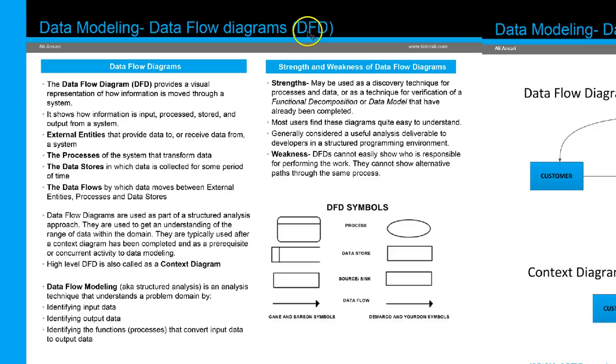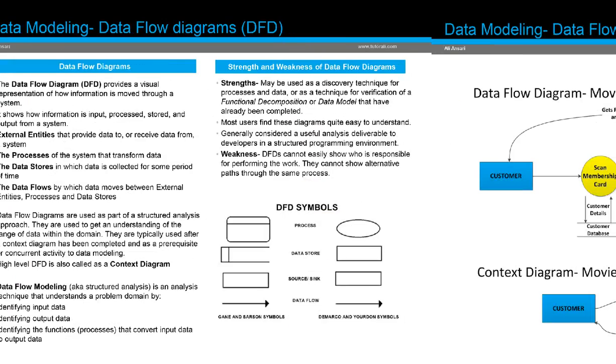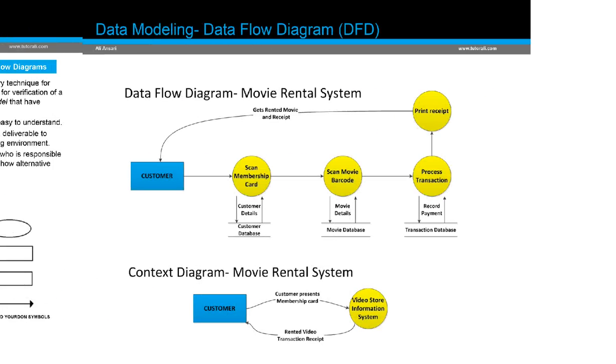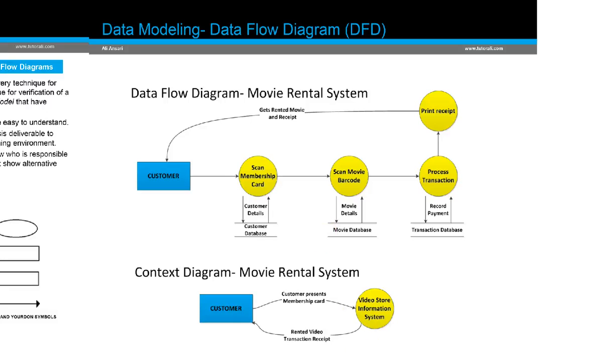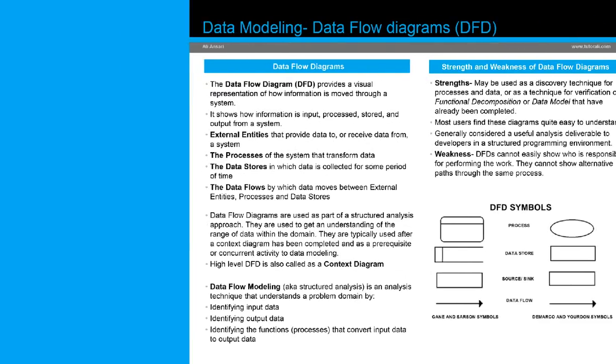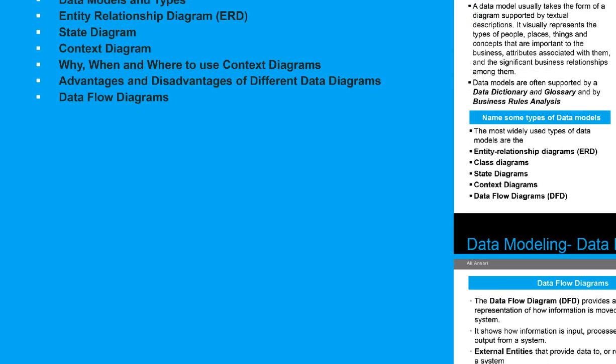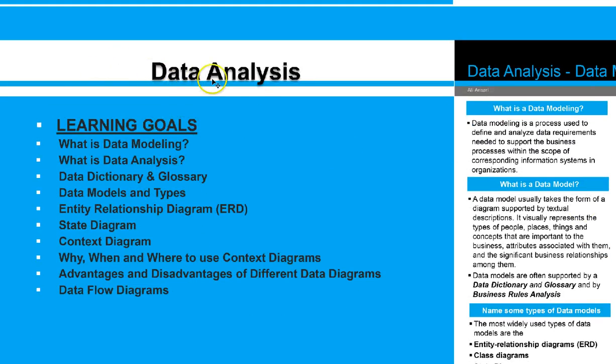And we have some more data flow modeling, where you see some data flow modeling symbols, data flow for a movie rental system. Then again the context diagram for the movie rental system between the customer and the video store. And that pretty much finishes the data modeling knowledge and skill, data analysis from the analysis domain.